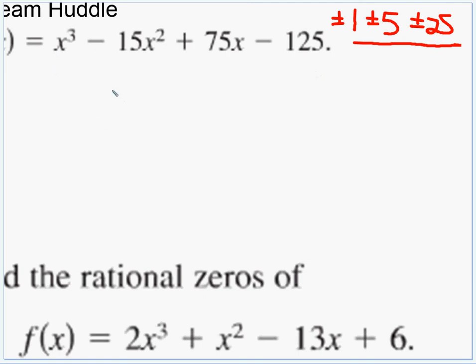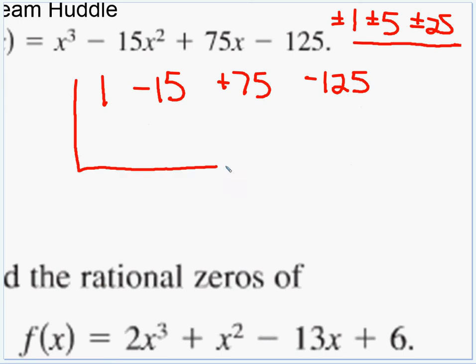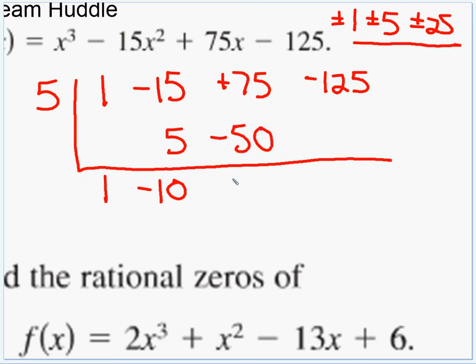Okay, let's set up our synthetic division. Coefficients 1, negative 15, positive 75, negative 125. Okay, if you tried 1, 1's not going to work. But 5, bring down the 1. 1 times 5 is 5, and we add, get negative 10. 5 times negative 10 is negative 50. 75 minus 50 is 25. 5 quarters are $1.25, and there's our zero remainder.